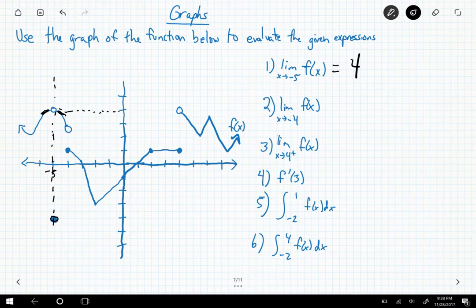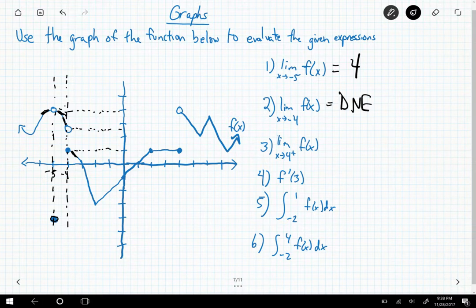Limit as x approaches -4. So notice we'll go over to the -4. Now, what happens? Well, if we're approaching from the left-hand side, and we're approaching from the right-hand side, which value is it? Remember that a left-hand limit and a right-hand limit must be equal in order for a limit to exist. The left-hand limit in this case is like 2.5. The right-hand limit is 1. So this is a case of a does not exist scenario.